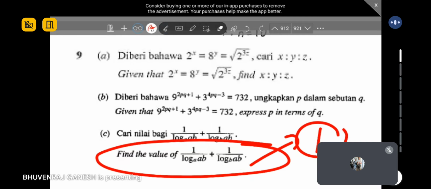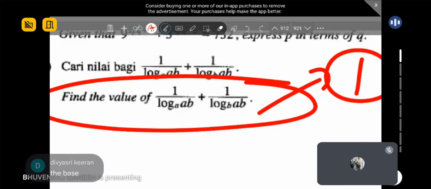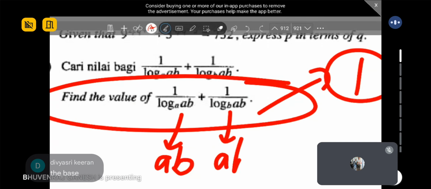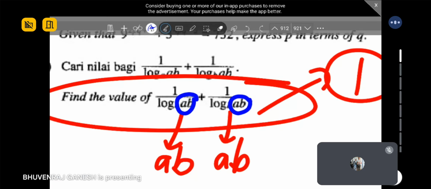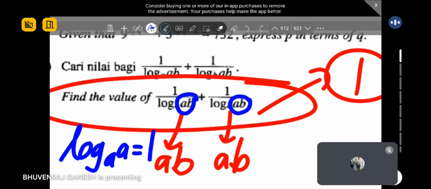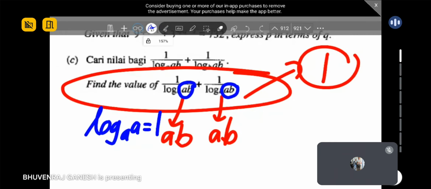Okay, so how to make it one? You must make the base the same lah, guys. Okay, bagi dia asas sama. Okay, so I choose the base become AB. Okay, so why I choose AB? Because I see AB over here. Okay, saya nampak dua-dua pun AB. So AB, AB, boleh potong. I can cut. Okay, because base and number same means is 1 for the log. Log AA sama dengan 1. Am I right, guys? I'm using this concept now. Log AA equal to 1. That's why I want to get rid of AB. Saya nak hapuskan AB ni.